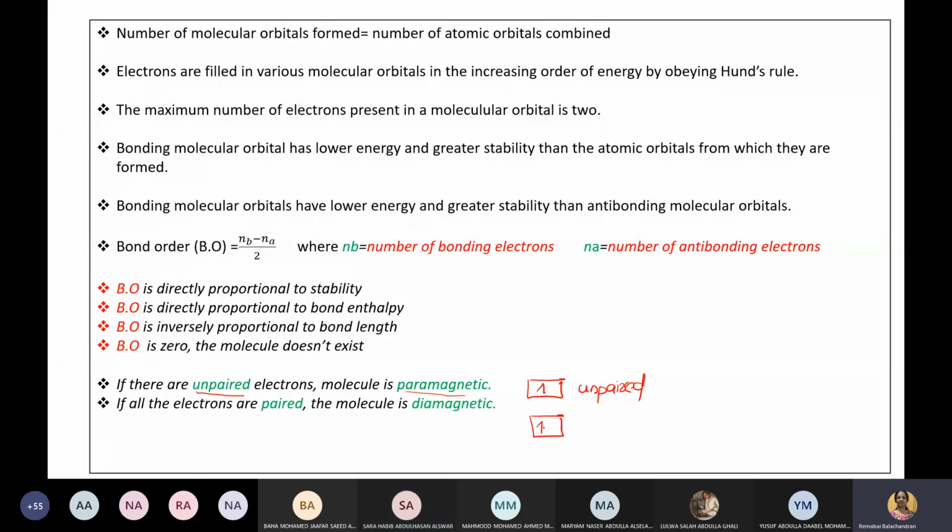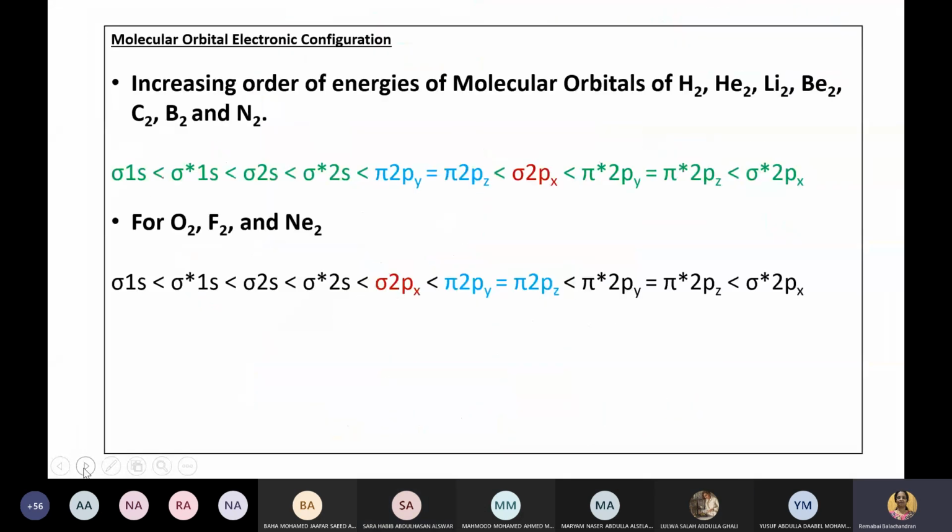Now, if all orbitals have paired electrons, it's diamagnetic. If unpaired electrons are present, it's paramagnetic. If all electrons are paired, it is called diamagnetic. You studied this in 101 also.